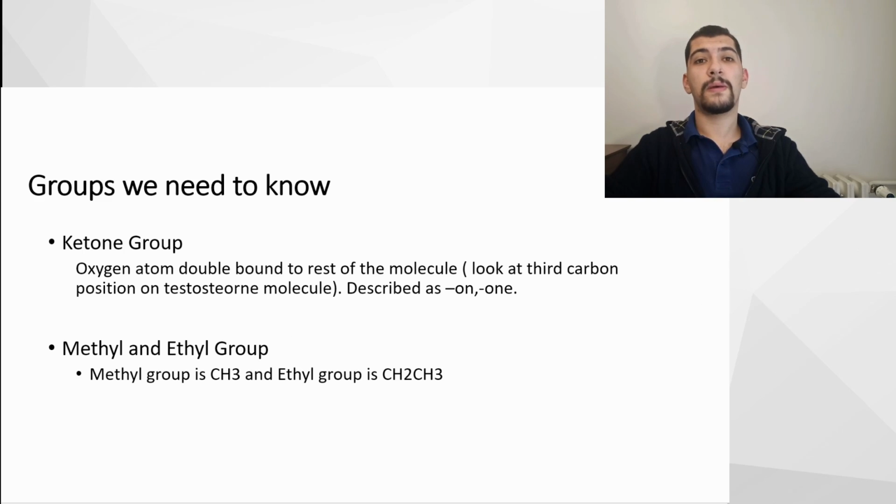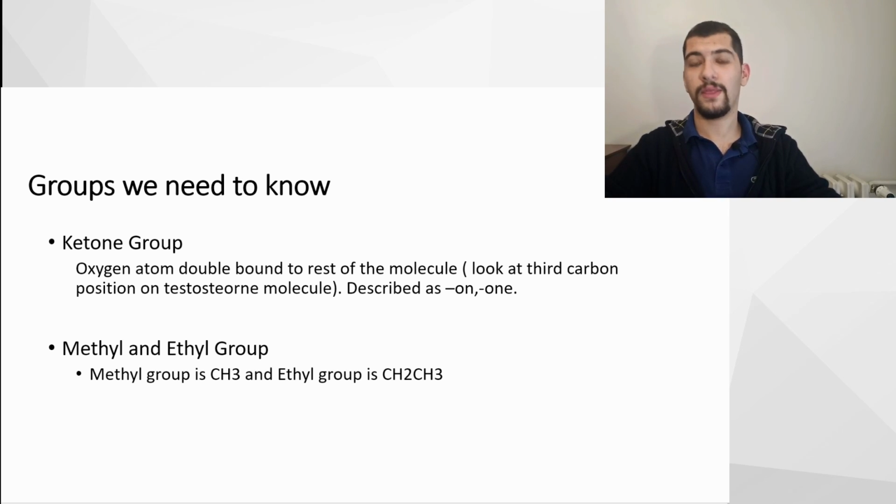So there are multiple groups that we need to know if we want to imagine or draw the molecules behind those labels. And one of them is the ketone group. It is an oxygen atom double bonded to the rest of the molecule. If you take a look at the third position of the testosterone molecule, you can see the ketone there. Also, it is described as on or ONE.